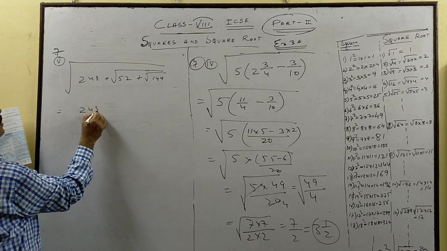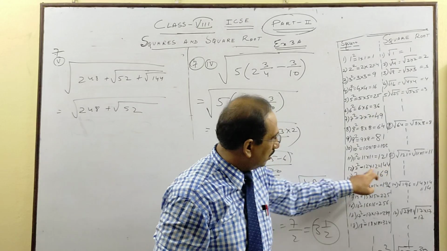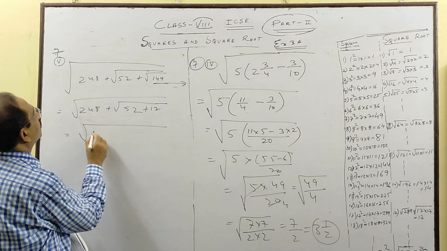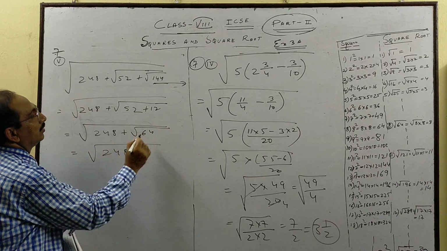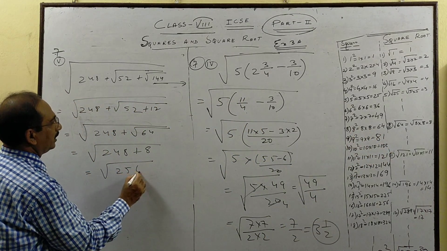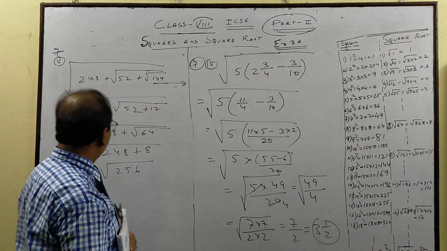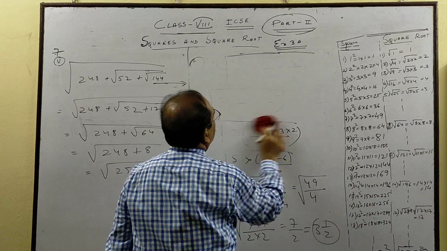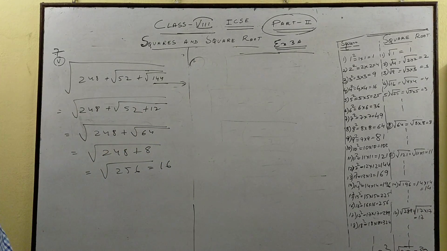If you see, root over 144 is 12, so write 12. You can show the working by the prime factor method also. So this becomes root over 248 plus root over 52 plus 12, which is 64. You will see, the root of 64 is 8. And this becomes 256. And if you know, the square root of 256, if you do, you will get 16. Okay, so separately, what I will try to show you, you will think, sir has done it so fast. So here, you can show in the working what we are doing.